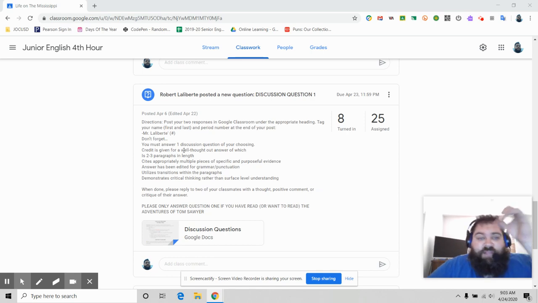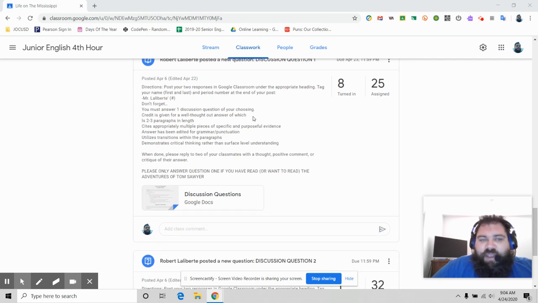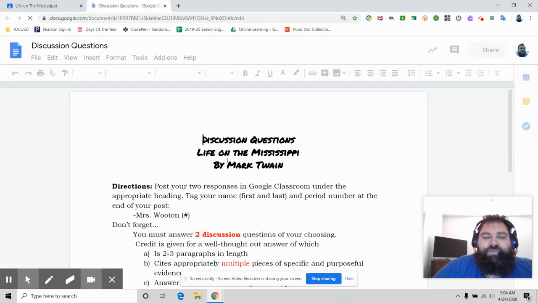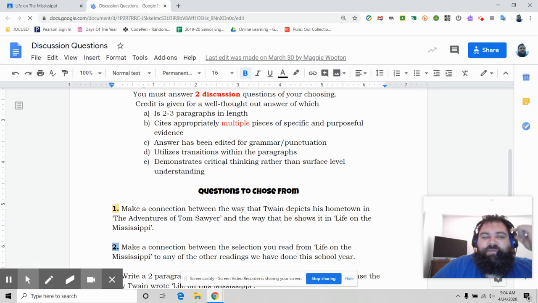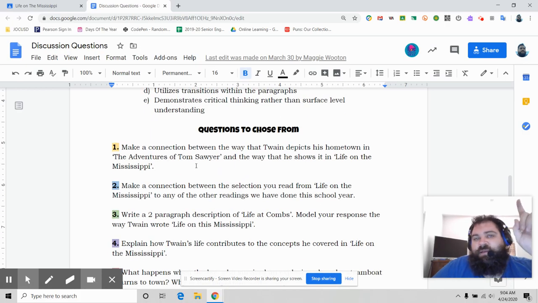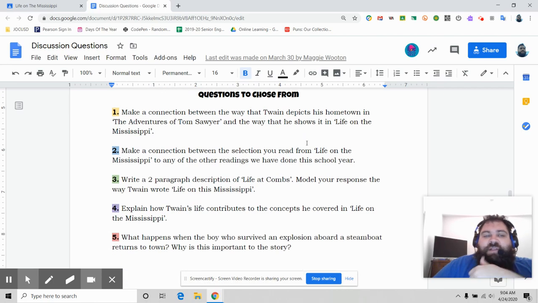Don't forget, answer one discussion question of your choosing. Credit is given for a well thought out answer, 2 to 3 paragraphs. Cite appropriate multiple pieces of purposeful evidence. Make sure you edit for grammar and punctuation, things like that. So when we look at the questions, you will see that you have 5 to choose from. You're going to answer one for discussion question one, and then you'll answer another for discussion question two. So let's look at the questions.